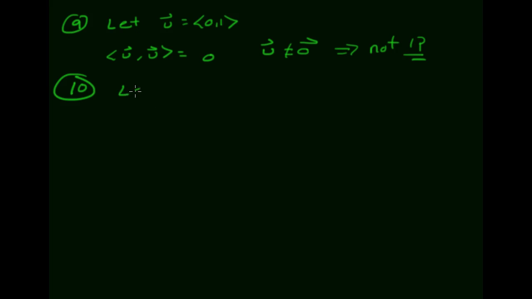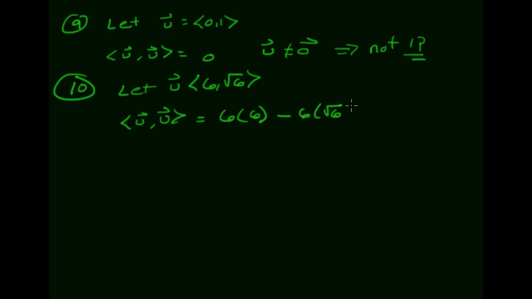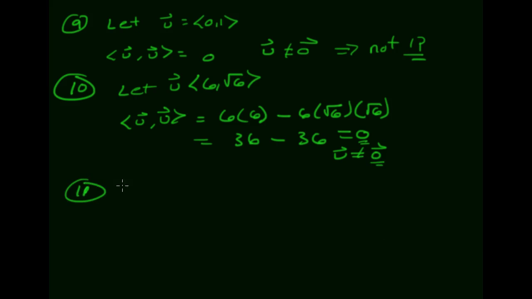In 10, I disproved this by letting u be the vector 6, radical 6, because then the inner product of u with itself becomes 6 times 6 minus 6 times the square root of 6 times the square root of 6. This is 36. This is also 36. So that's 0. And again, u is not the 0 vector. I'm only supposed to get 0 if u is in fact the 0 vector, which it is not.